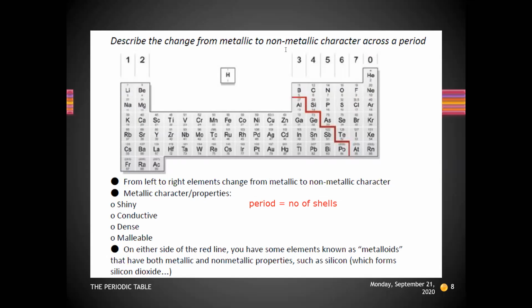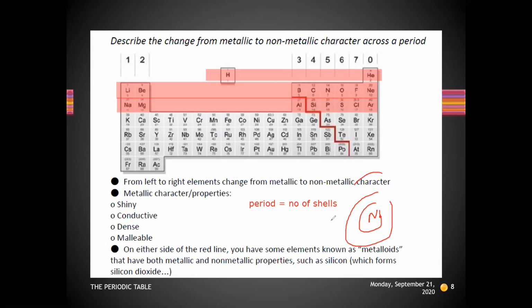For example, the first period has only 2 elements, which are hydrogen and helium. So first period means they will have 1 shell only. The second period includes lithium, beryllium, boron, carbon, nitrogen, oxygen and fluorine. So they will have 2 shells. The third period involves sodium, magnesium, aluminum, silicon, phosphorus, sulfur, chlorine and argon. So how many shells will be there? They will have 3 shells. So when I take sodium, because it belongs to the third period, and the period represents the number of the shells.